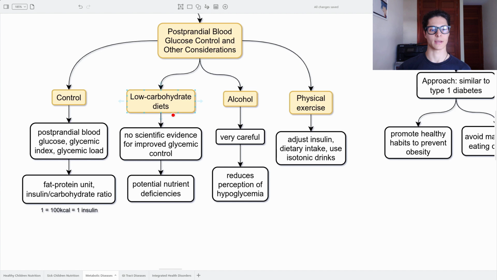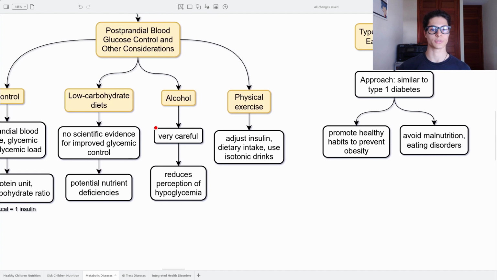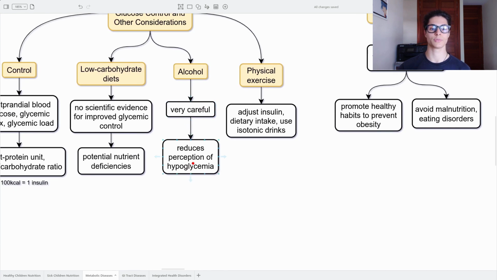A low-carb diet is not scientifically proved to improve the glycemic control. There is a potential nutrient deficiency as well when done in children. So be careful with that. And of course, alcohol is very, very bad. You have to be very careful because it reduces the perception of an hypoglycemia and it can be fatal. And the physical exercise, well, we have to adjust the insulin as well as the dietary intake of carbohydrates and use isotonic drink to not lose those minerals.